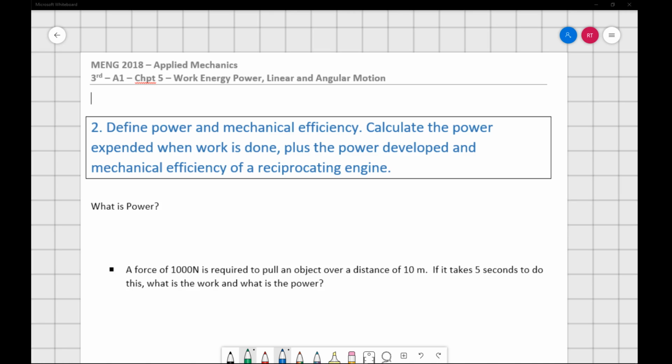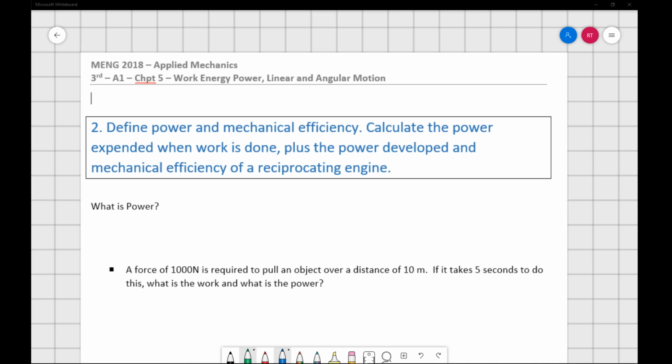Okay, we're continuing on with part 3 of 3A1, chapter 5. For this one, we're jumping back to objective 2. Objective 2 says define power and mechanical efficiency, calculate power expended when work is done, plus the power developed and mechanical efficiency of a reciprocating engine. Okay, so we've got a bit of work to do here.